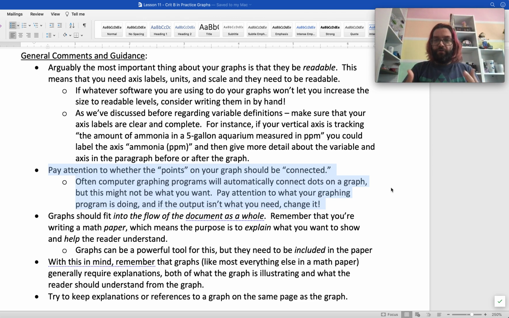You're getting points in your exploration for including mathematical representation like a graph, but to score really well, you want your graph to communicate as well and as accurately and as completely as possible.